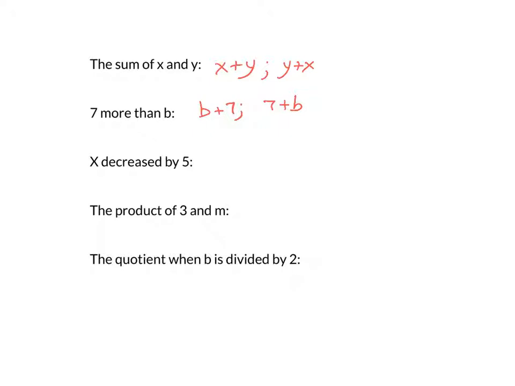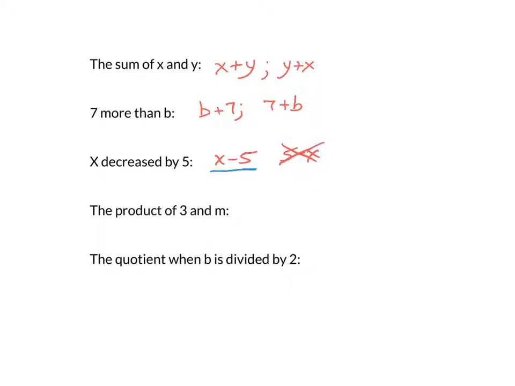The third one that I have, x decreased by 5. I have x, and I want to decrease it by 5, so I have x subtract 5. This is one case in which I cannot write it as 5 subtract x, because subtraction is not commutative. It does not mean the same thing. I have x and I want to decrease it by 5, so my answer does have to be x subtract 5.